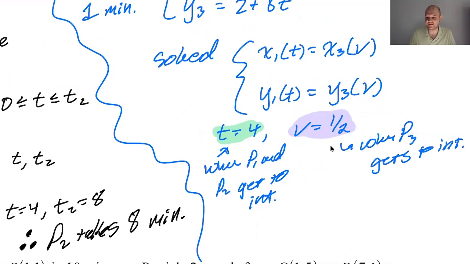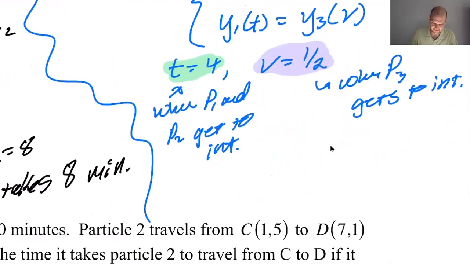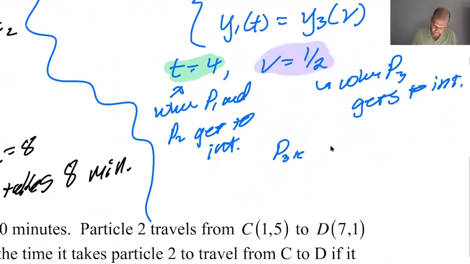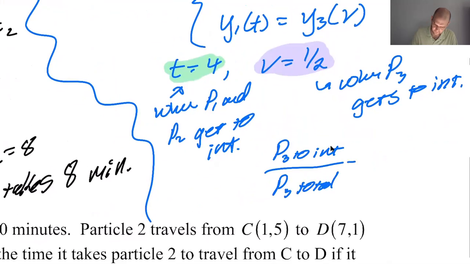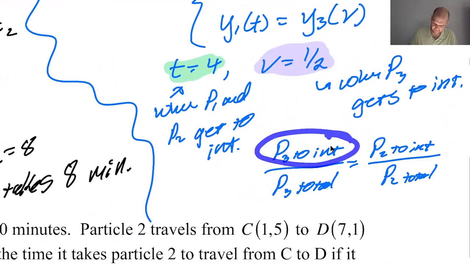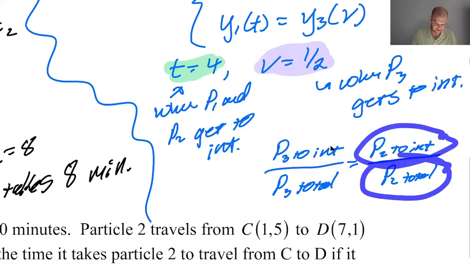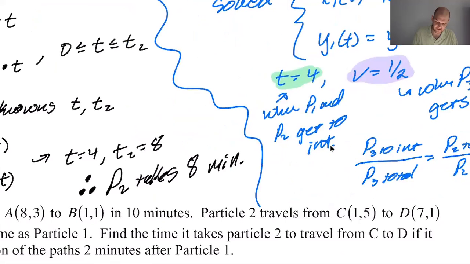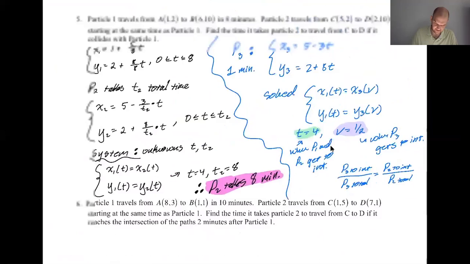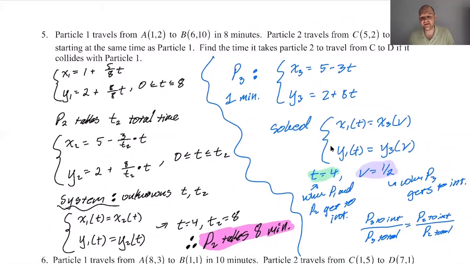Okay, so far I think this is okay. And then what I did was P3 to intersection over P3 total equals P2 to intersection over P2 total. And then we know this is 1/2. We know this is 1. We know this is 4, and we can solve for this and get 8. Either way, no matter how you solve it, you're going to get 8. So P2 takes 8 minutes.